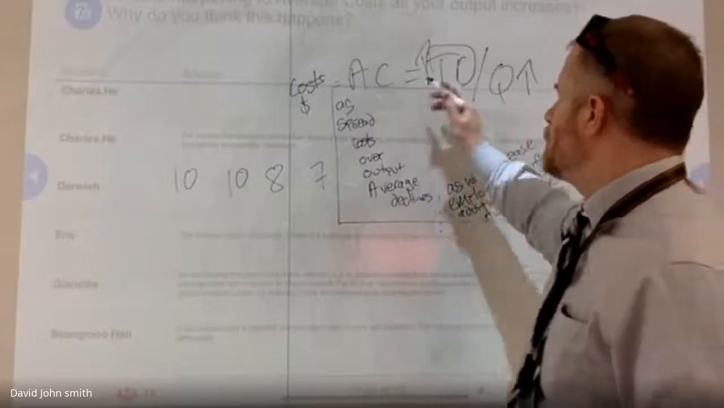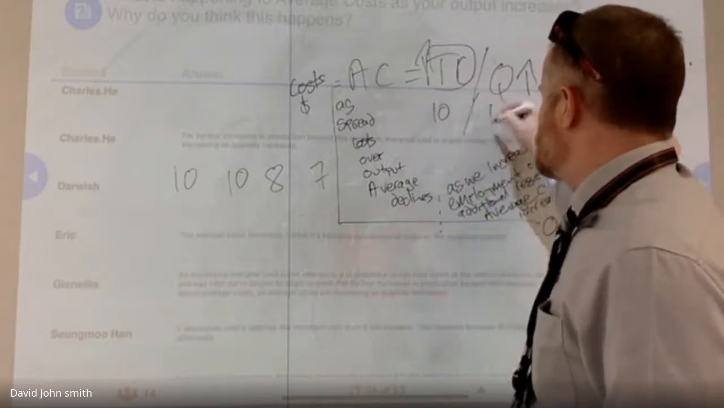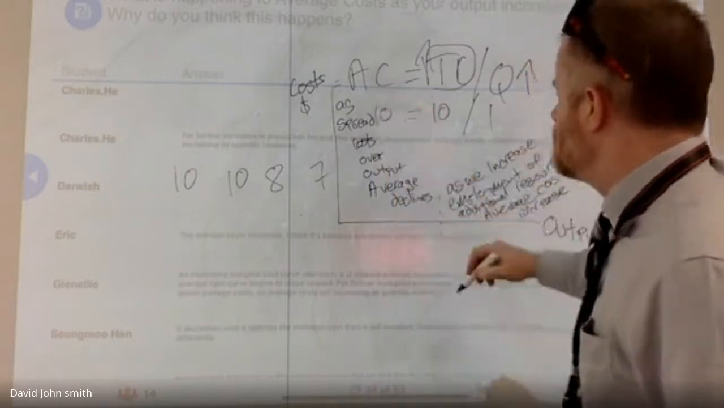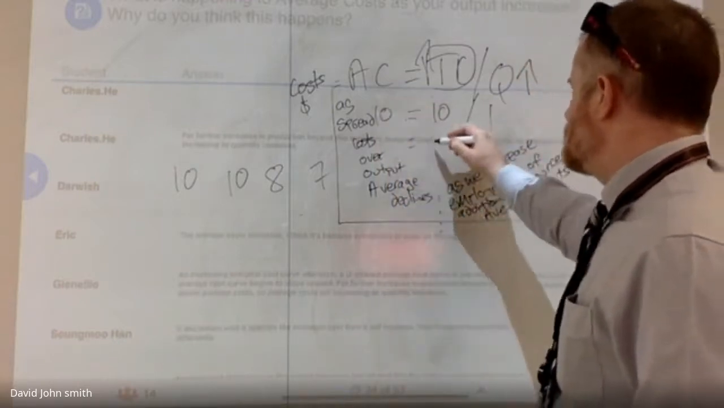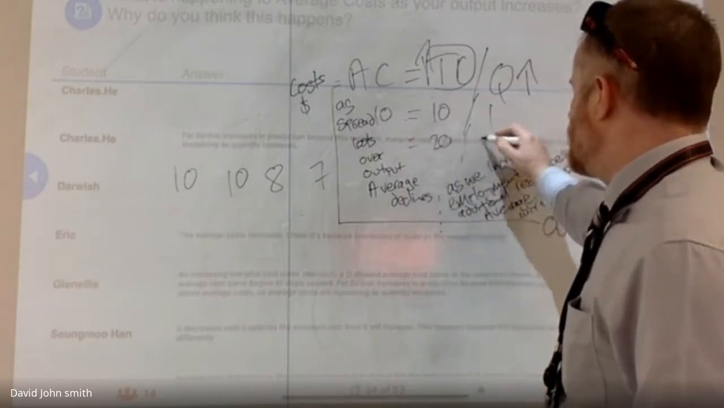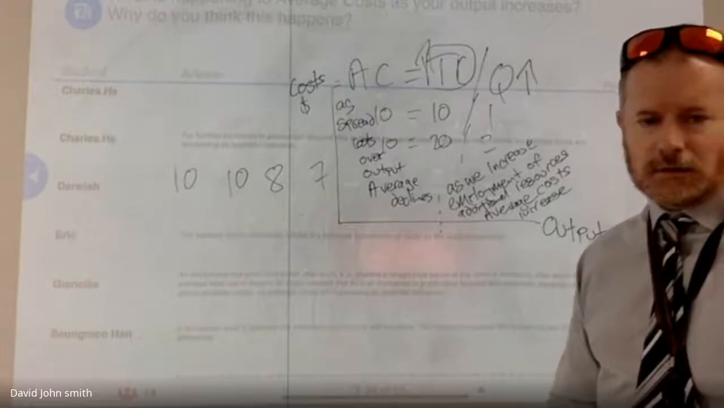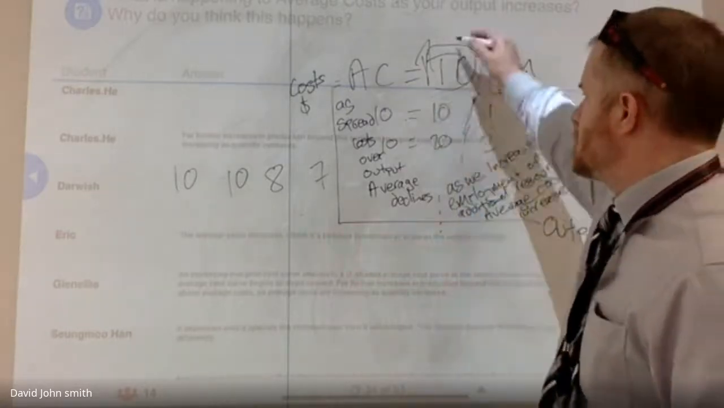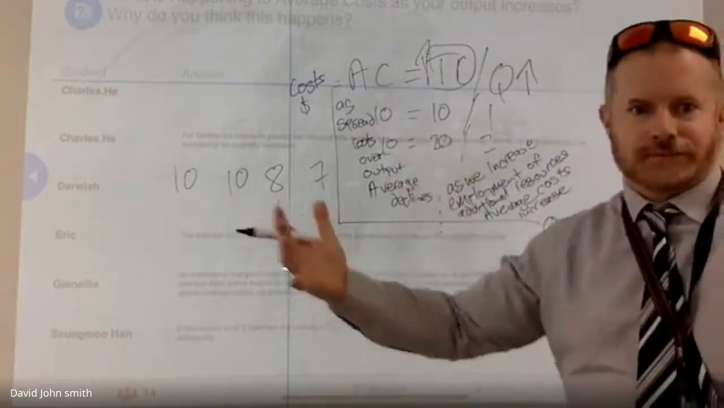Yeah, so if total cost was 10 and quantity was 1, your average cost would be 10. Therefore, in order for average cost to be 10 again, total cost would have to be 20 and output would have to be 2, and that would be 10 again. So to keep average cost the same, you would actually have to see an increase in your total costs proportionally to your average costs.